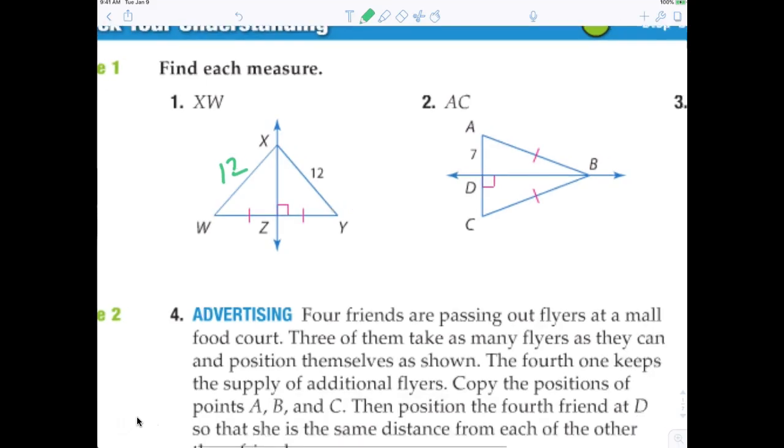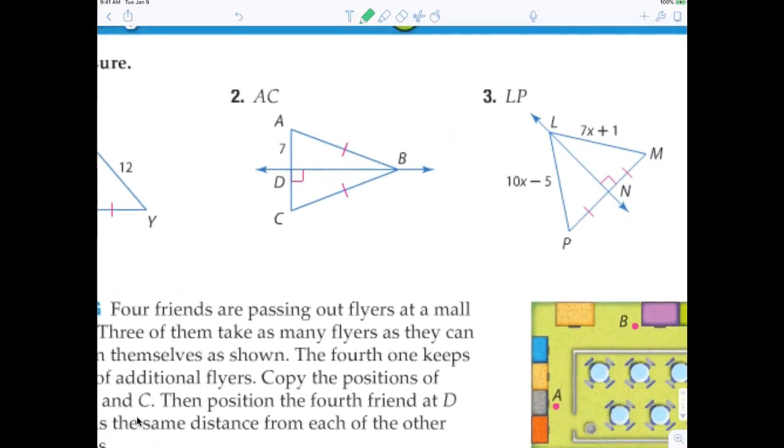All right, number 2. Is that a perpendicular bisector? Yes. So AC would have to be what? Yes, AC is definitely 14 because we know that DC is 7.